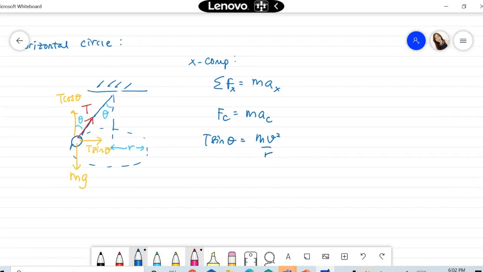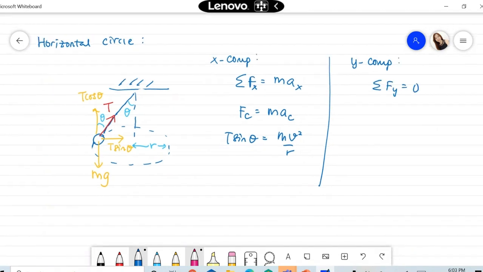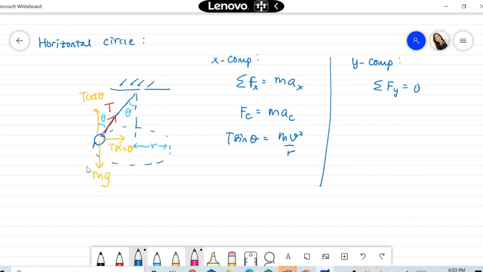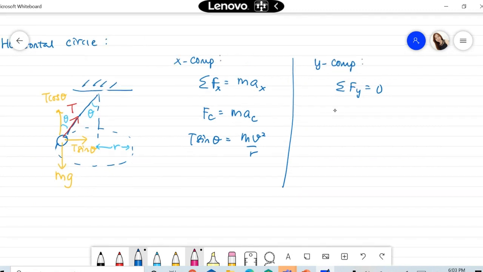However, for the y component, the summation of Fy is equal to 0. Based on the free body diagram, for the y component there are two forces here, T cos theta and mg. We add them together and get T cos theta plus negative mg equals 0. T cos theta is then equal to mg.